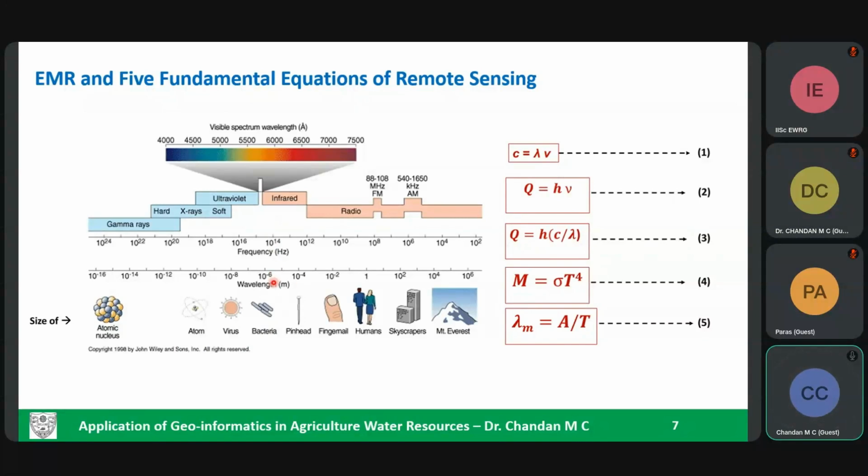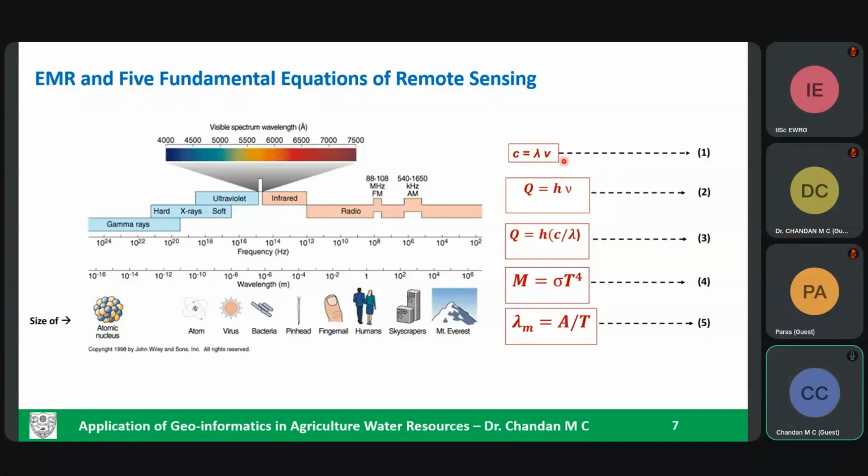And if we go beyond, you have the infrared region, where the wavelength is approximately 0.7 to 1.3 micrometers, which is nothing but the point of a nail. And then further you have the thermal infrared, microwaves and radio waves. And to the right, as you can see, these are the 5 basic building blocks of remote sensing, called the fundamental equations of remote sensing.